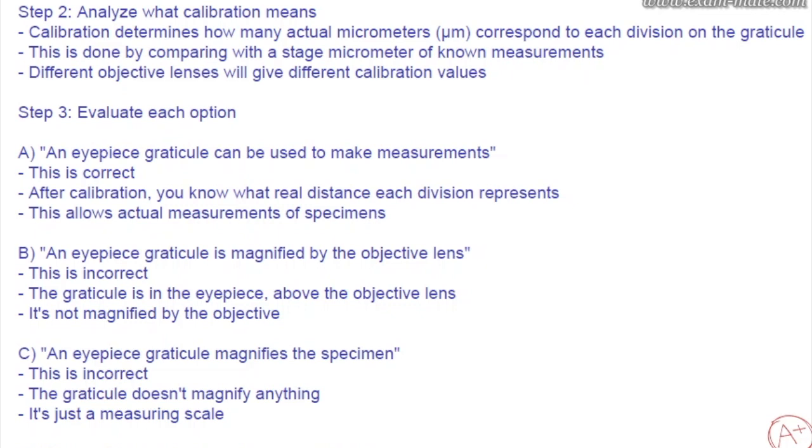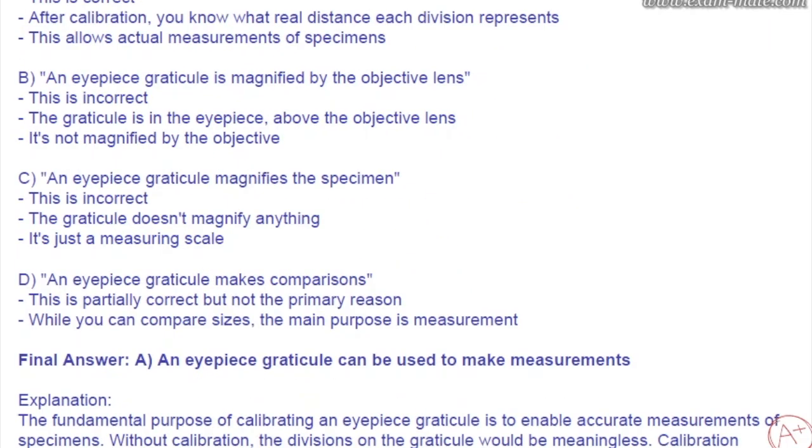B. An eyepiece graticule is magnified by the objective lens. This is incorrect. The graticule is in the eyepiece, above the objective lens. It's not magnified by the objective. C. An eyepiece graticule magnifies the specimen. This is incorrect. The graticule doesn't magnify anything. It's just a measuring scale.